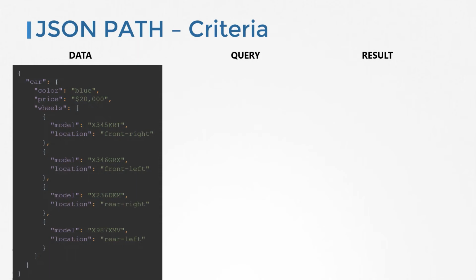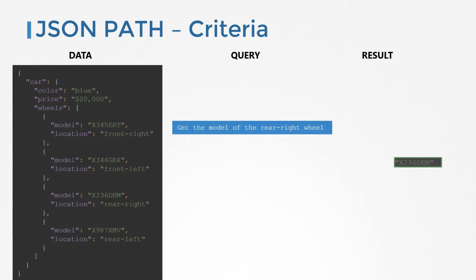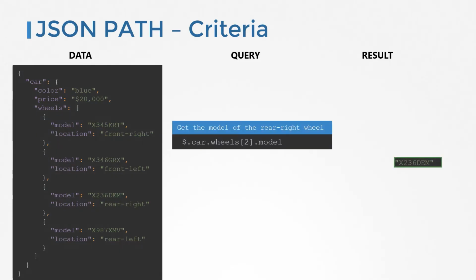So going back to this example where we have a car with 4 wheels, you're now asked to find out the model of the rear right wheel of the car. Now, looking at this data, you could simply find the model of the third wheel because by looking at it, you know the rear right is the third item in the list. So you write a query to pull the model of the third wheel.